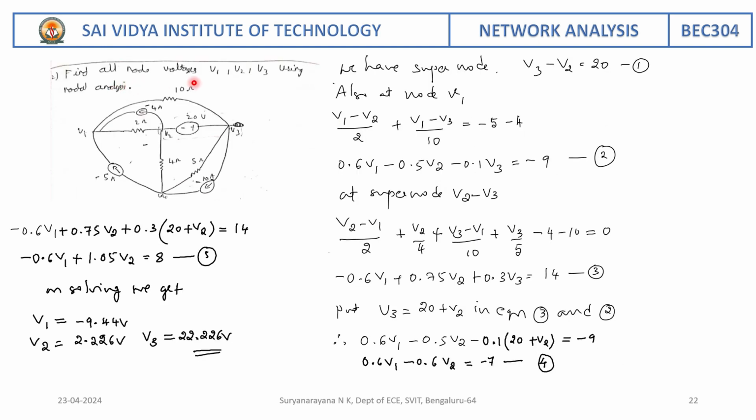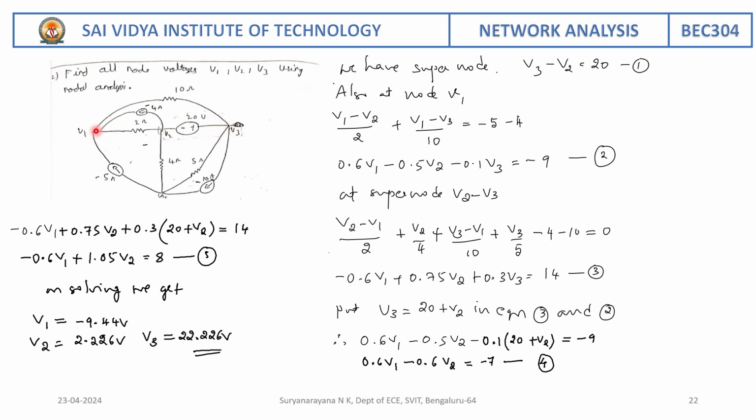Find all the node voltages V1, V2, V3 using nodal analysis. So this is the network shown. Here we are able to find a voltage source that is present between two nodes. Therefore, we are going to see the presence of a supernode. On observation, V3 minus V2 is equal to 20 volts. That is the first equation. So let us consider the node V1 and the supernode of V2, V3.